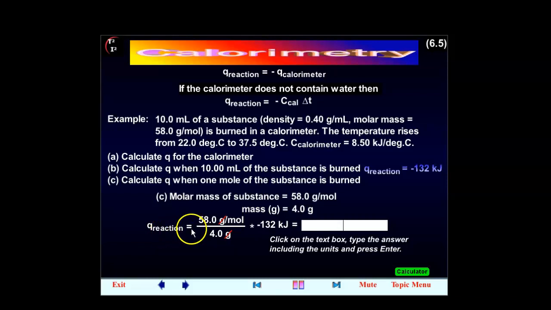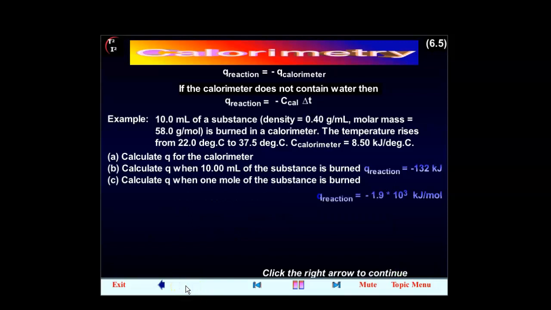So your Q reaction will be 58.0 over 40 times negative 132. We'll write your answer in the box. That'll be negative 1.9. That's an exothermic reaction.